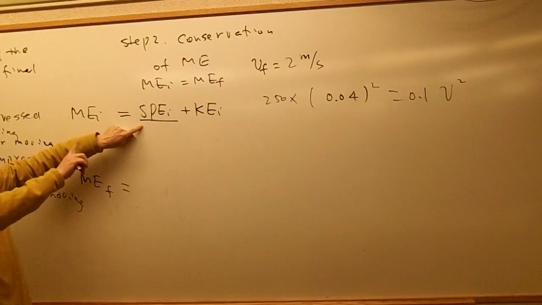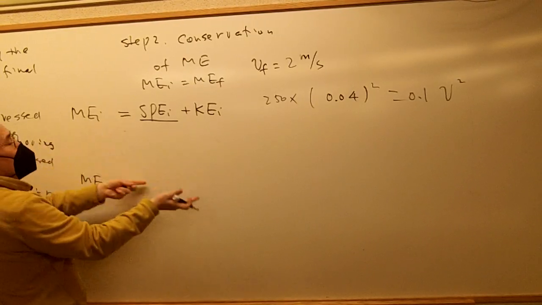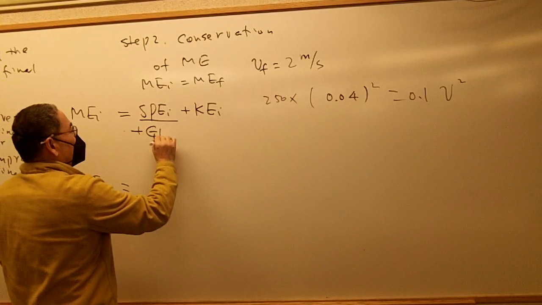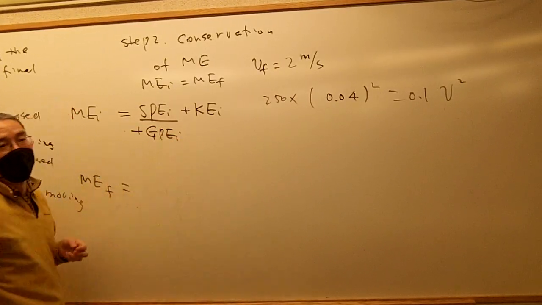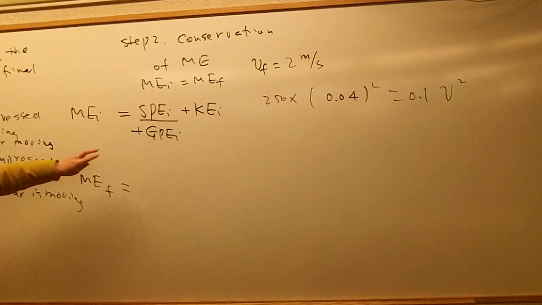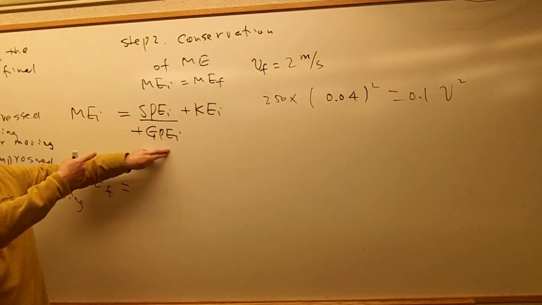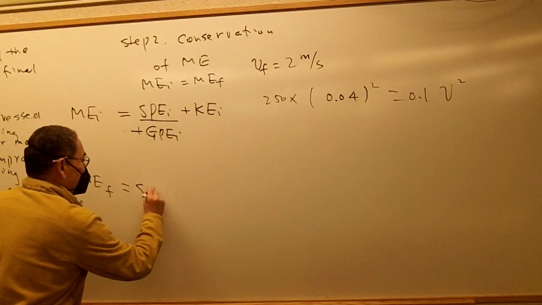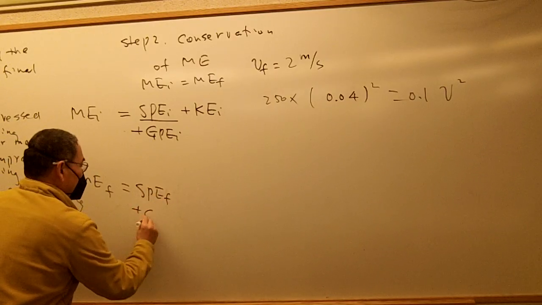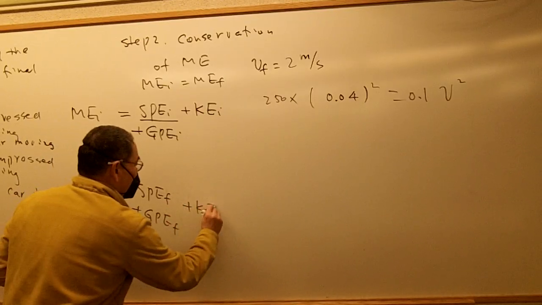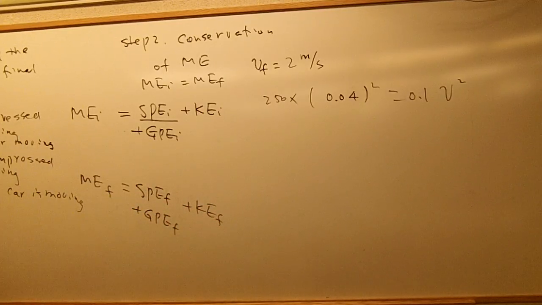In other words, originally we have this expression, but because now you have an elevation change, you're going to have a GPE. Because if there's no elevation change, you just delete them. It doesn't matter because it's the same reference point. But now we add another extra term here: SPE final, GPE final, KE final, like this.